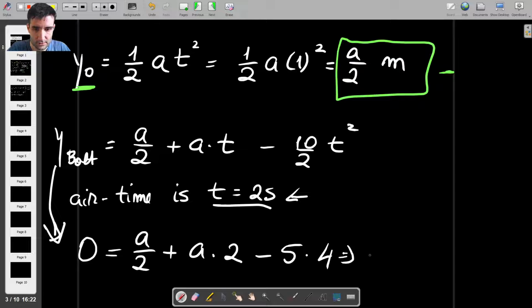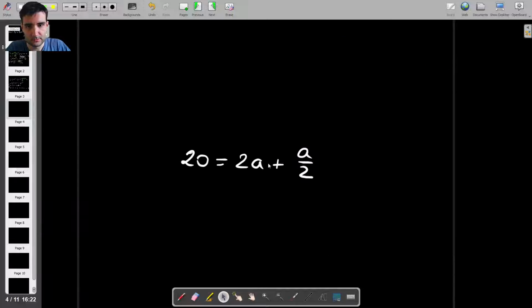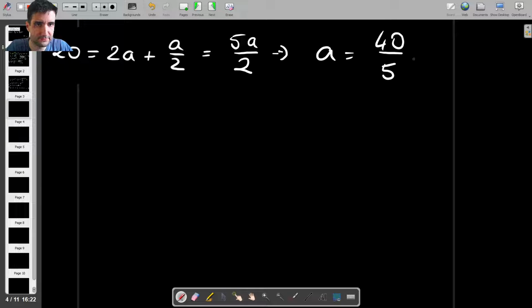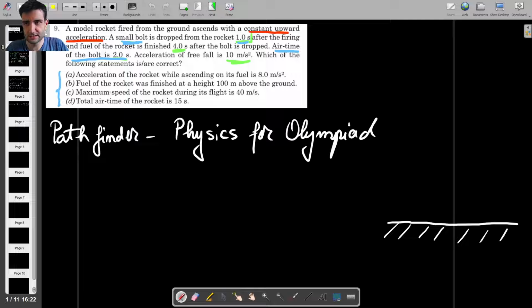So this gives us, if we move things around, 20 equals 2a plus a over 2, which should be 5a over 2, which means that a is going to be equal to 40 over 5, and that gives us 8 meters per second squared. So that's the acceleration of the rocket. So let's see what part A says. The acceleration of the rocket while ascending on its fuel is 8 meters per second squared, which is correct.